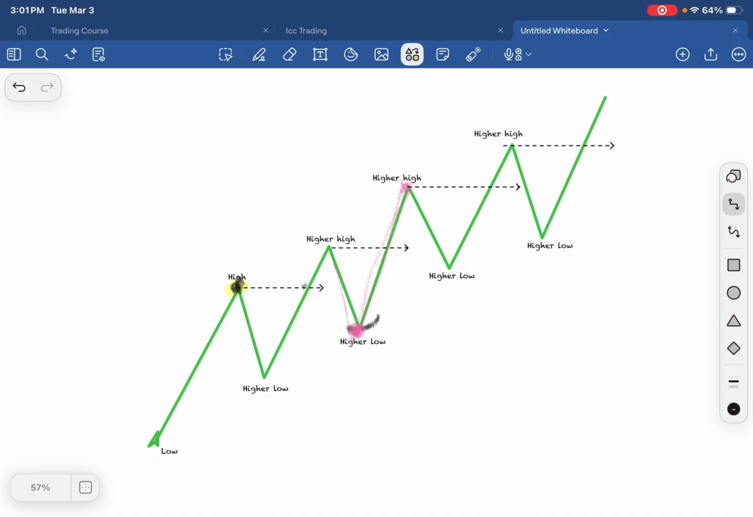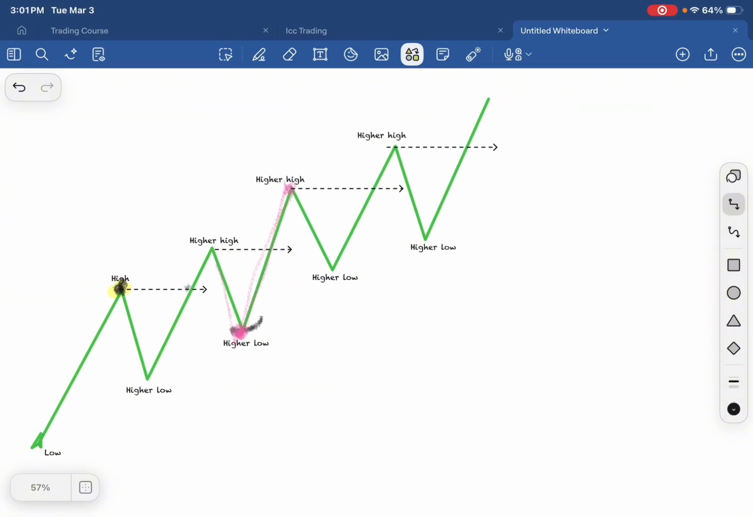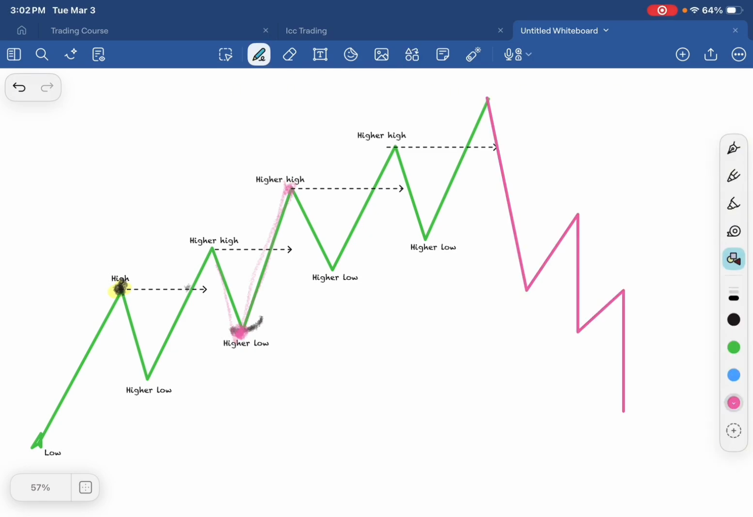The only time you know that there are no more buyers in control is when price does a thing like this now. And this is called a change of character. So let's go over here. Once price does something like this right here.